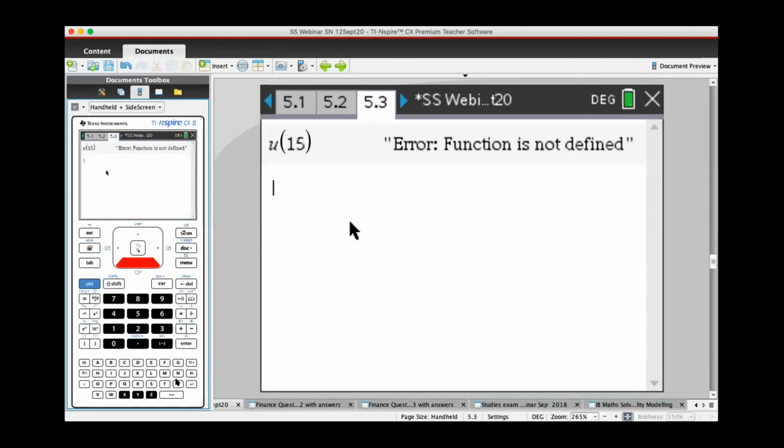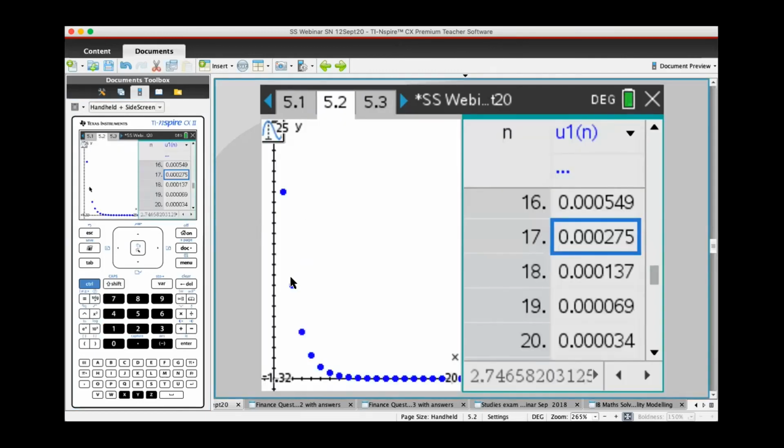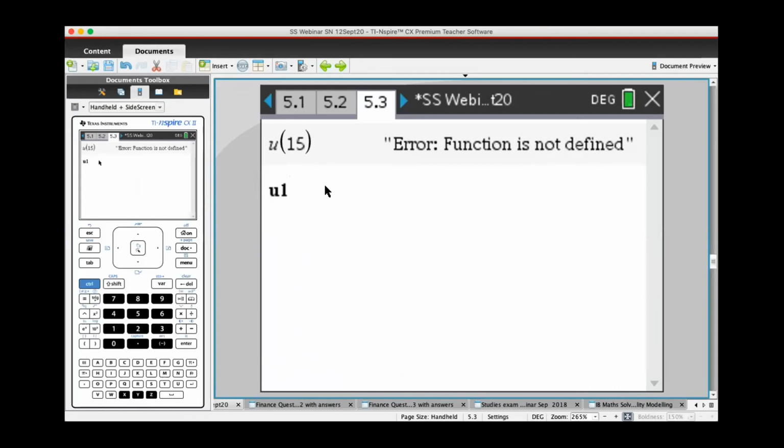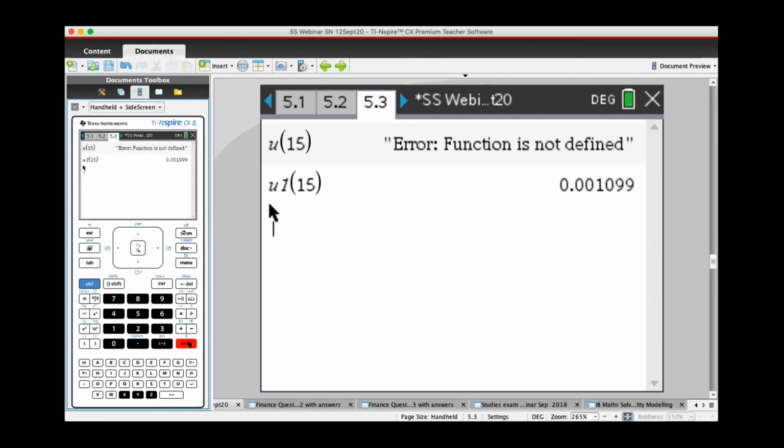Okay, I'm going to do U1 because that was the definition here on the graph. Let me show you. Okay, it was U1, right? So the calculator is picky. You've got to be careful. And I want to find the 15th term. So this is the 15th term, and I press enter, and you would know because it's turned bold. So it's recognized your defined sequence, and I press enter. Right? You get this value, the same that we got in the table.